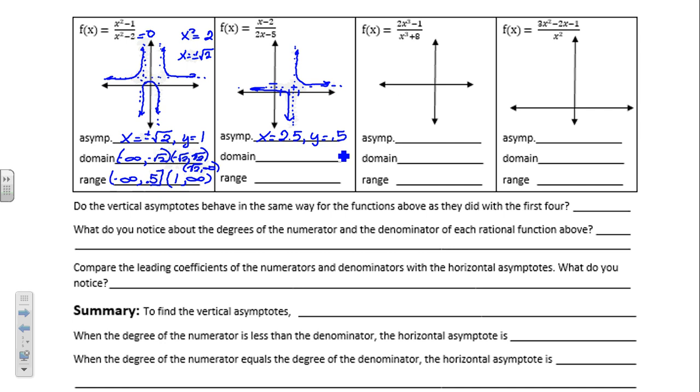What's our domain? Yep. What about the range? So most of them are easy. There's just a few of them that want to trip us up and have something strange going on. All right, next one. 2x cubed minus 1 over x cubed plus 8.